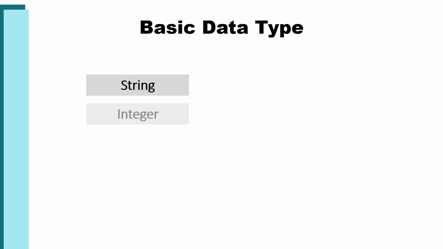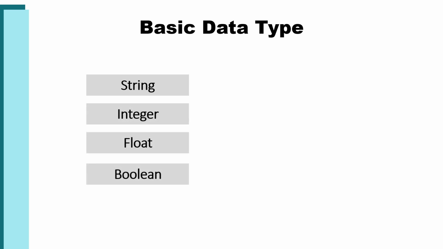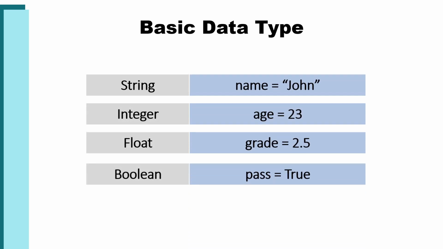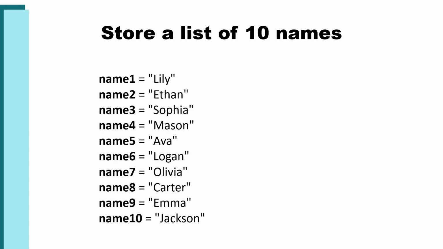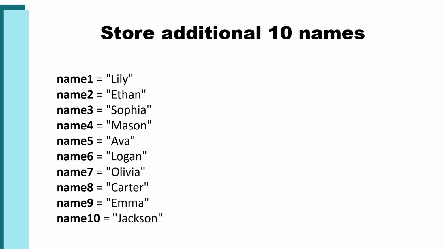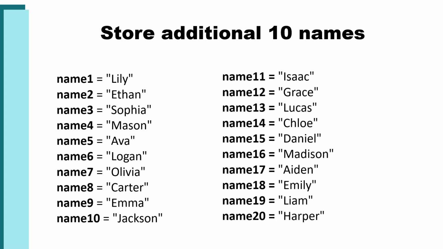In our introductory video, we covered the basic data types in Python such as string, integer, float, and boolean. And these data types allow you to store a single value. However, what if you need to store a list of 10 names? Would you do it like this? While this is possible, imagine being asked to store an additional 10 names. With this approach, you have to create another 10 variables and assign each name manually.